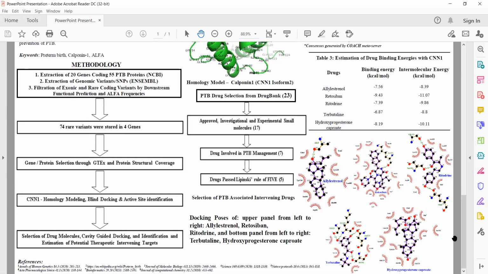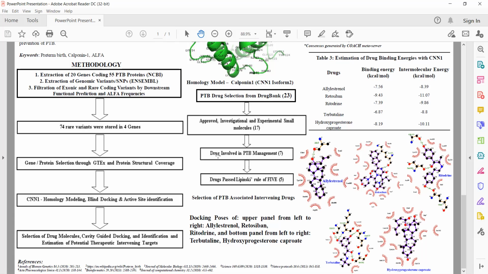So we searched and extracted 20 genes encoding 55 preterm birth, or you can say PTB, proteins from the NCBI. Out of the 20 genes that encode 55 PTB proteins, we extracted genomic variants, or you can say single nucleotide polymorphisms or SNPs, from the Ensembl genome browser. And then we filtered exonic variants and then rare coding variants by downstream functional prediction tools, for example, SIFT, PolyPhen, CADD, and many others.